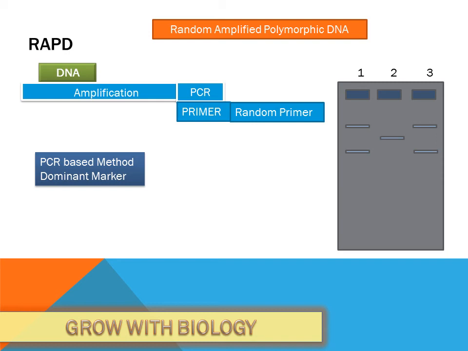And the amplification is not a single step analysis method, it is a multiple step one. We do this PCR step multiple times, 10 to 15 times or 20 times as per the length of the DNA, and then after getting the results, we can analyze the fragments as of similar origin or of different origin. So it is a PCR based method and it is a dominant marker.